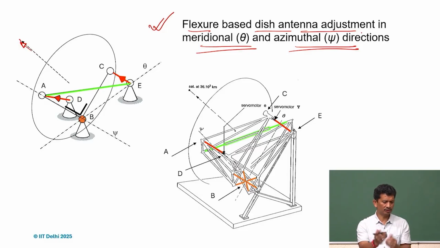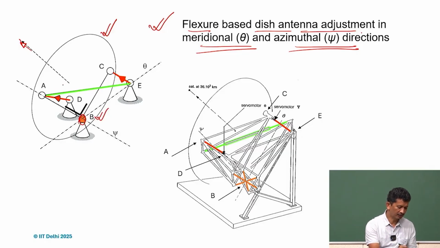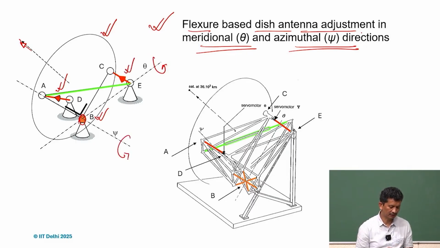So again, we have a dish antenna, and we can think of a spherical joint here at B. If we simply put an actuator here and push it, we can get this theta rotation, and in the other direction, we can get this psi. At B is a spherical joint, so the position is known, and then we have A, D and C, those are the actuators. By changing the length, we can rotate it, and that is the concept.